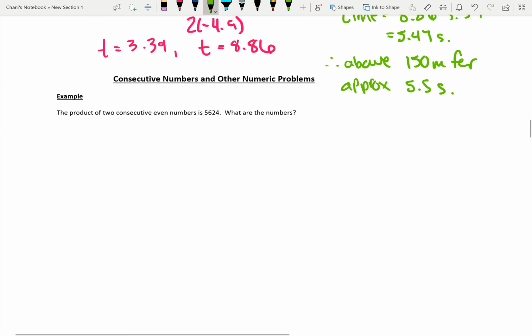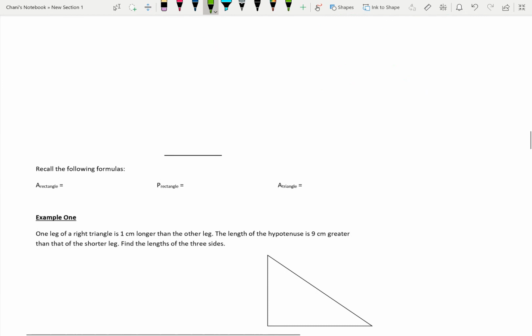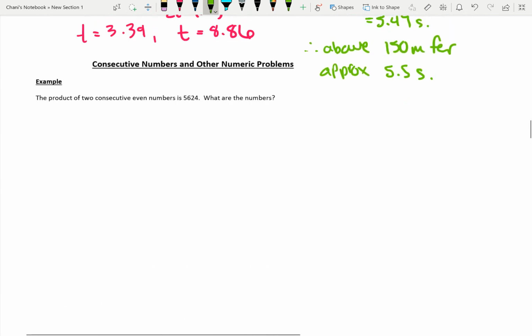Okay, so now we'll go to consecutive numbers. I believe I just have one. Yes, just one consecutive number problem. Consecutive numbers are numbers that are one after the other. So if I started with the number 5, the next consecutive numbers would be 6, 7, 8, 9, etc. If I start with the number x, the next number would be x plus 1, then x plus 2, x plus 3, etc.